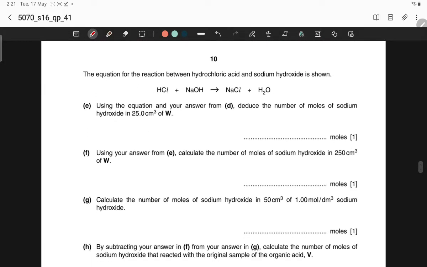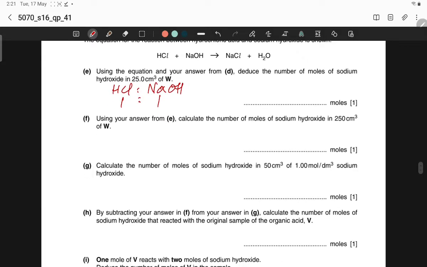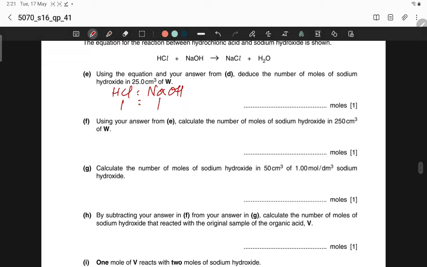The equation for the reaction between hydrochloric acid and sodium hydroxide is shown. HCl plus sodium hydroxide. Use the equation and your answer to D to deduce the number of moles of sodium hydroxide in 25 centimeter cube. So by taking the mole ratio, HCl to sodium hydroxide is 1:1, and the moles of sodium hydroxide are the same as the moles of hydrochloric acid, 0.00252.